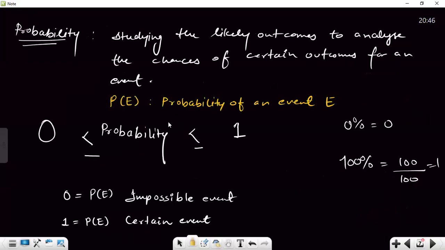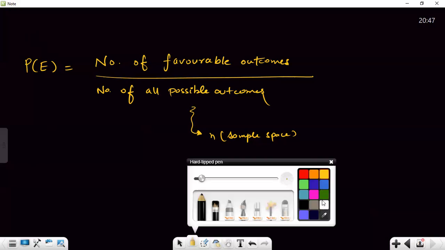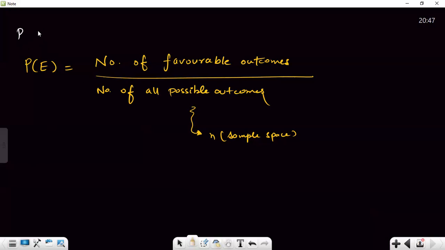So let's go back to the formula. This is the probability of an event, basically the probability of occurrence of event E.